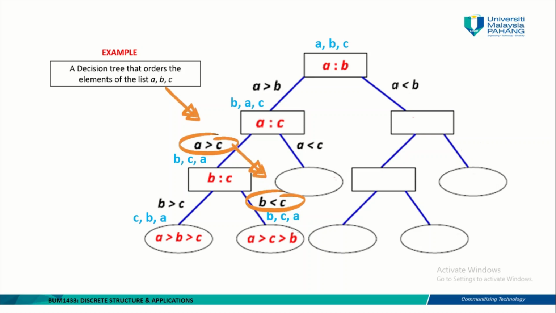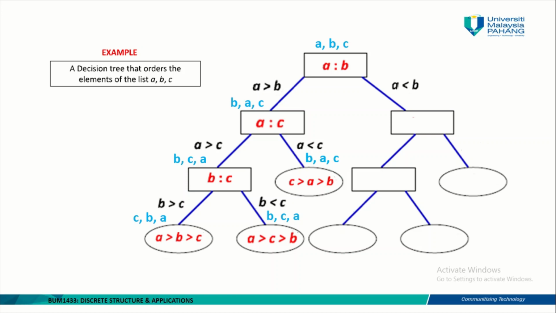Okay, so for A less than C here, we see that A is greater than B and A is less than C. So we get B, A, C. There is no more comparison we need to do, since we already know A is greater than B and A is less than C. So we just put the final answer, C greater than A greater than B.